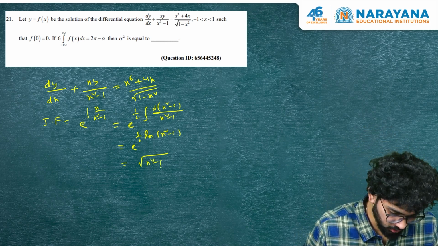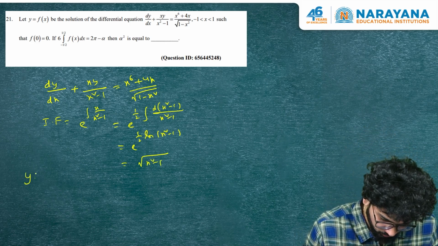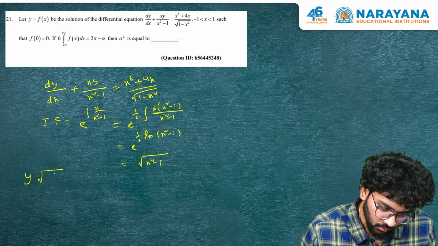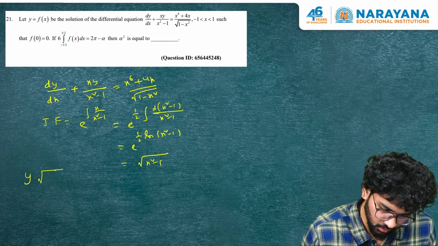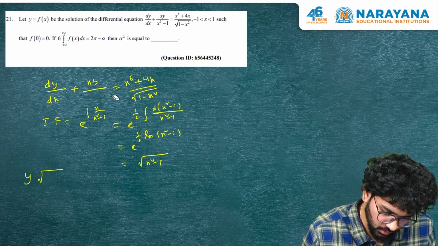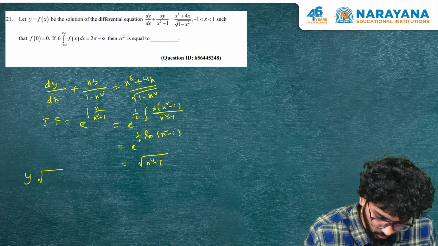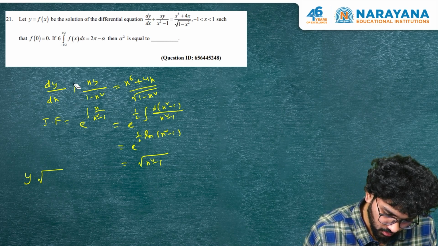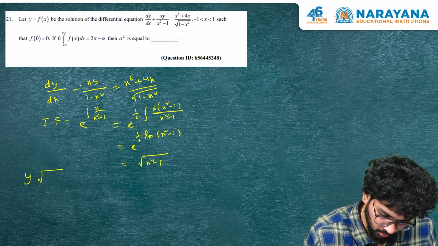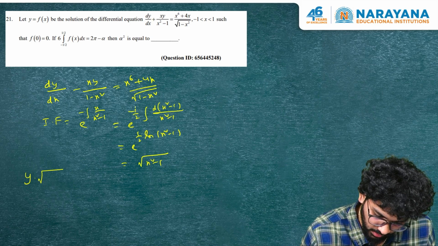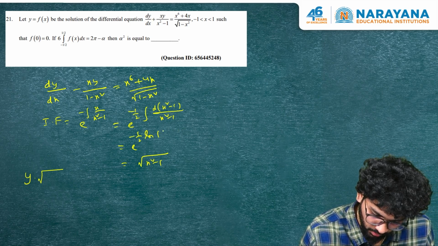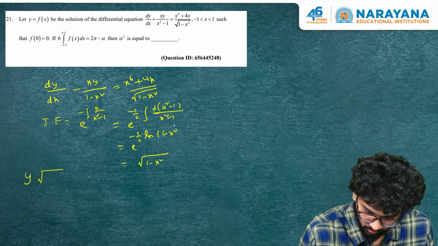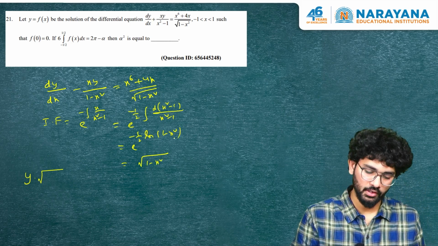So if you see the solution, you will get y into square root of, x square minus 1 means I have to take this as 1 minus x square, minus of, because x is lying between minus 1 and 1. So this is minus and this will be 1 minus x square and this will be 1 minus x square, because it has to satisfy the domain condition.